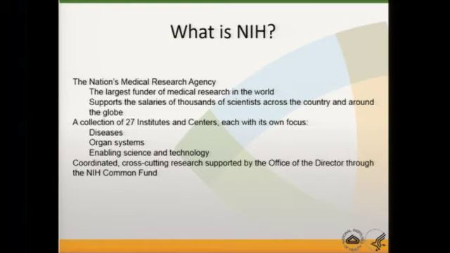And we are a $33 billion budget entity. And we have 27 institutes and centers, each with a different mission and objectives, and mostly organized around human diseases and organ systems. And some of the trans-NIH activities are coordinated by the Office of the Director through Common Funds. This is where the funds are coming from to support some of the activities like the Metabolomics Consortium and so on.